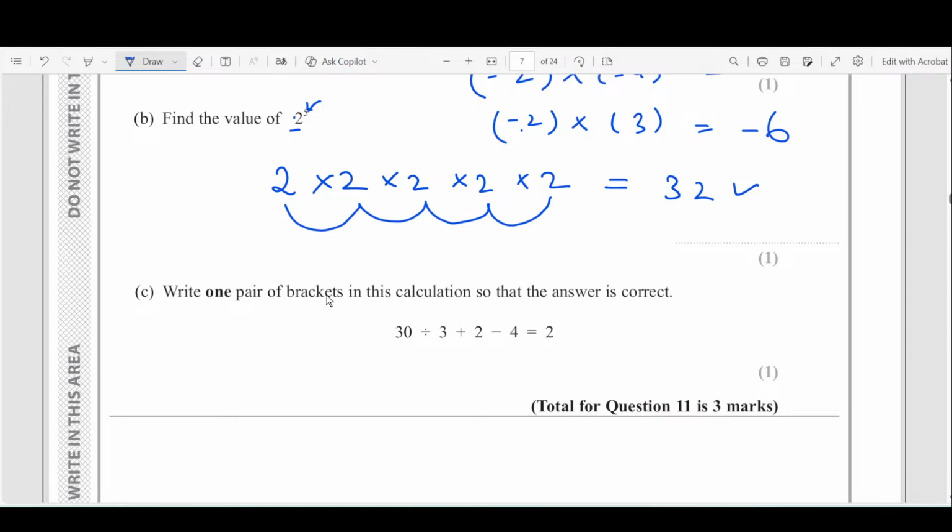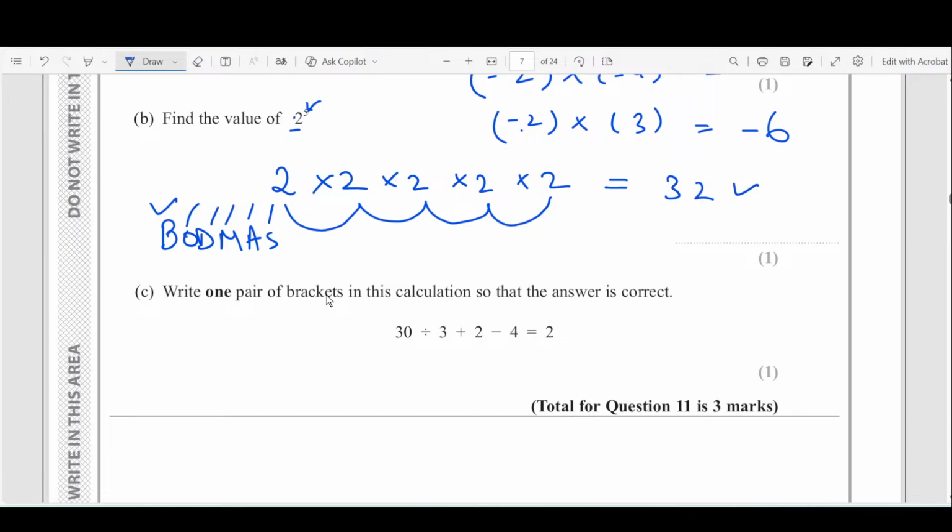Okay, next one. Write one pair of brackets in this calculation so that the answer is correct. When we have multiple operations, we use this method, BODMAS, right? Brackets, exponents, division, multiplication, addition, and subtraction. So basically, we need to place brackets.